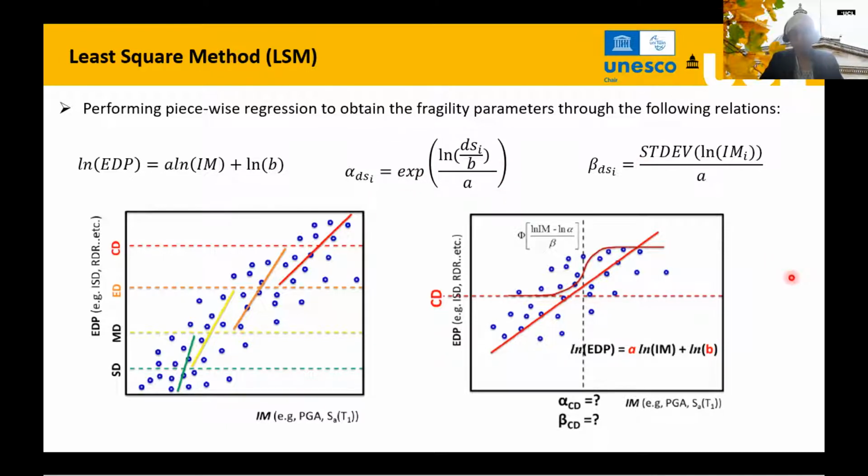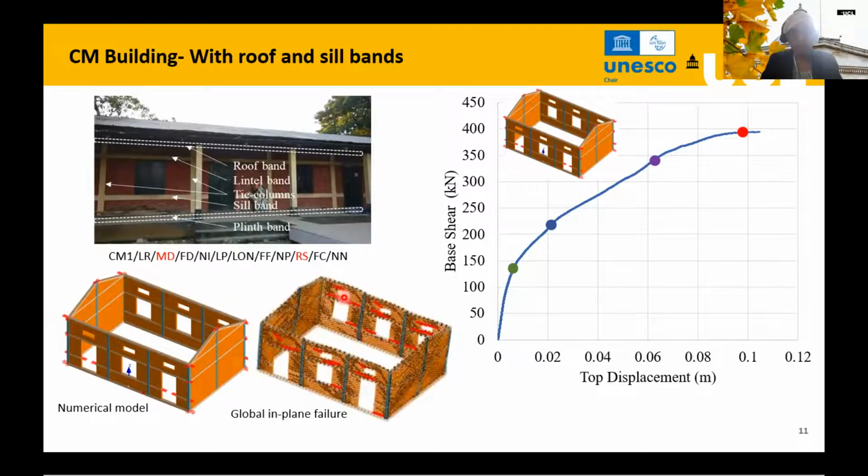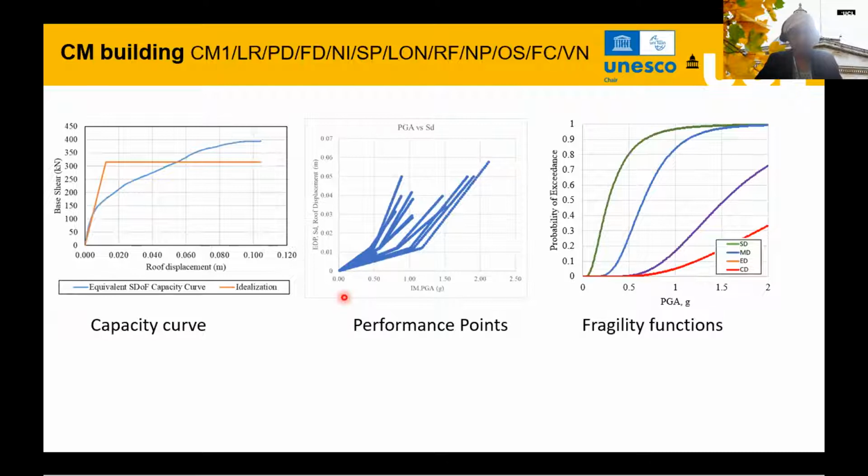So this is the method. We can explain how we actually perform this using an example. This is an example of a confined masonry building, which has better seismic performance capabilities than a normal unreinforced masonry building. We have obtained the pushover curve, as Rohit has explained, using a numerical method. Then we can idealize the curve, obtain the performance points, and then obtain the fragility functions.